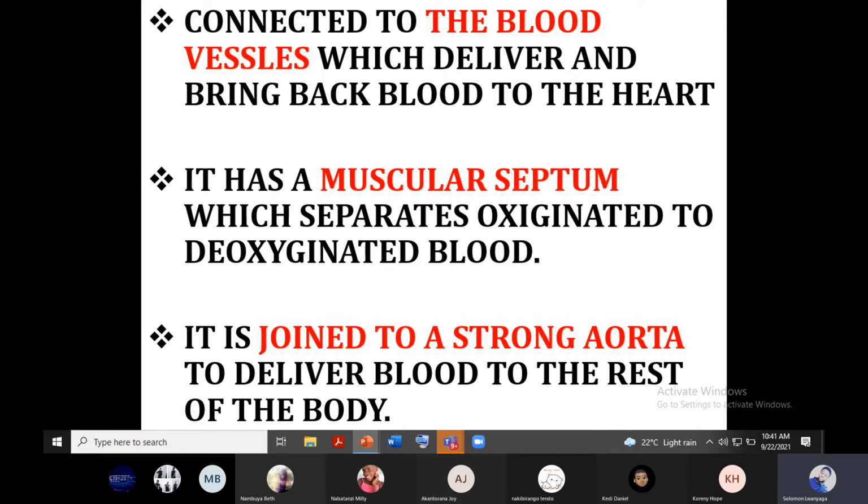We are saying it has a muscular septum which separates oxygenated and deoxygenated blood. We are saying it is joined to a strong aorta to deliver blood to the rest of the body. You will see that the aorta is a very large vessel coming from the heart. It divides into three. One of them goes to the brain, one of them goes to the skin, and the other goes to the systems of the body. But these are very large veins.